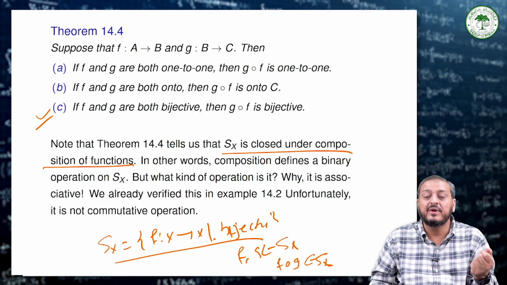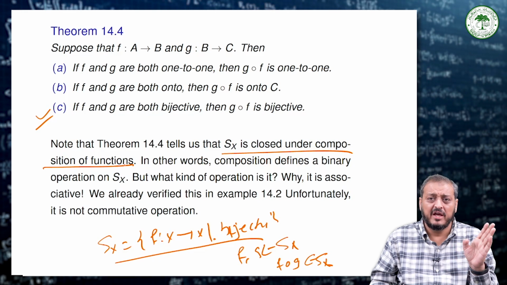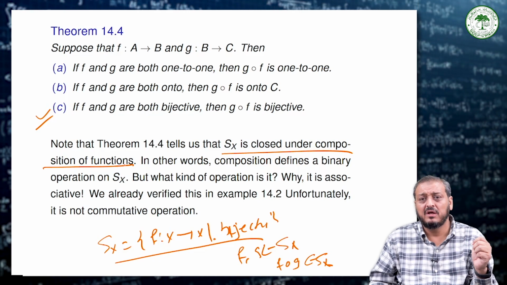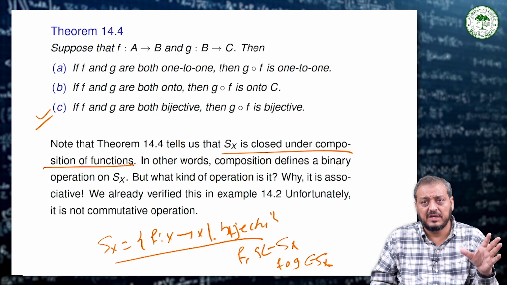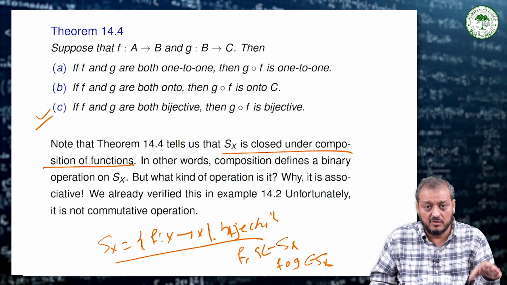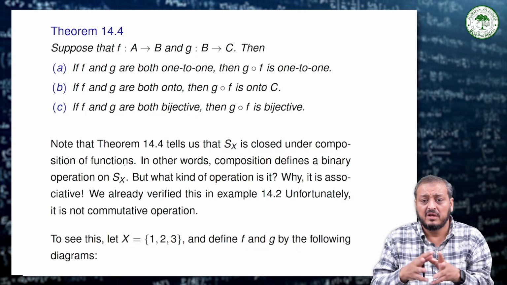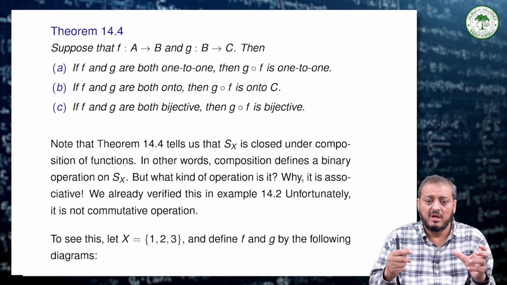commutative operation. So, we have to show that f composition g and g composition f are not the same in this case. We have to start with this, and we take a very simple example.